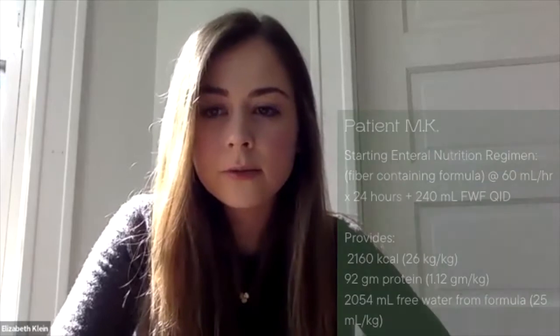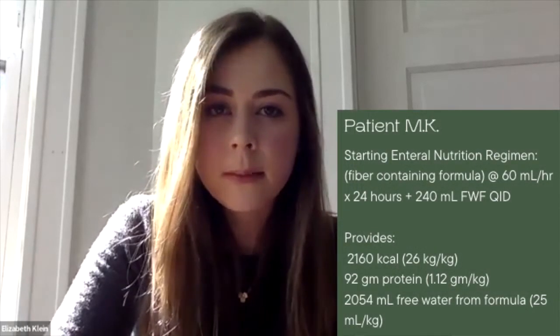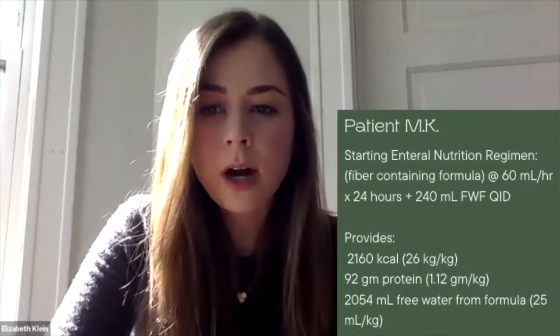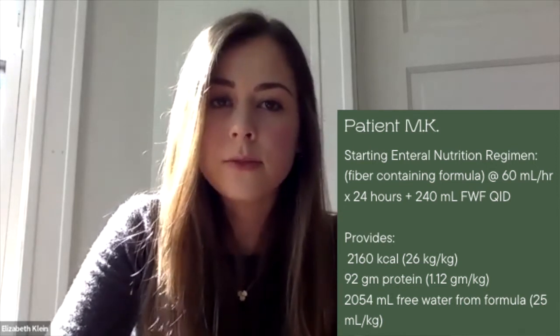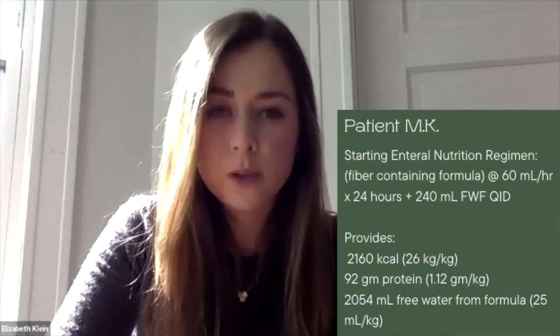So just for some background information, here are his anthropometrics, here are his estimated nutritional needs, and then here is his enteral nutrition regimen that you came up with. We want him to have a fiber-containing formula running at 60 mLs per hour over 24 hours. And then we also want him to get 240 milliliters of free water flushes 4 times a day.